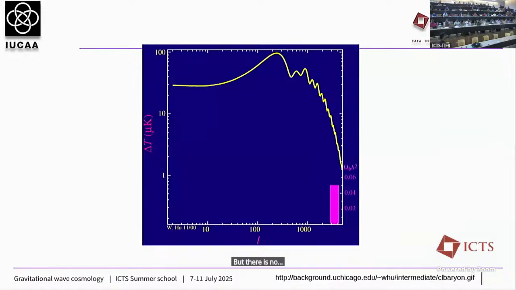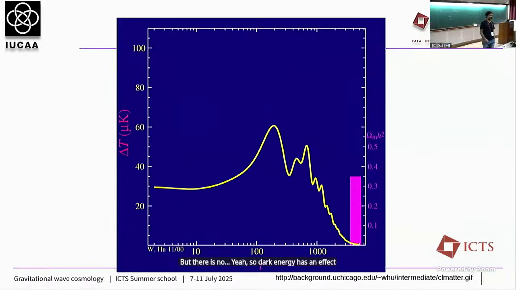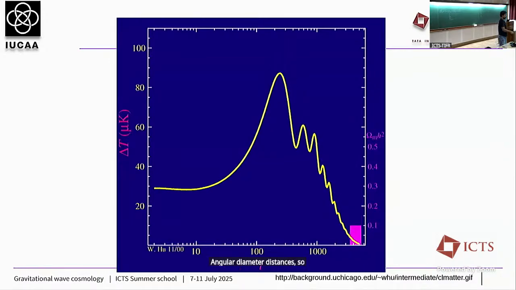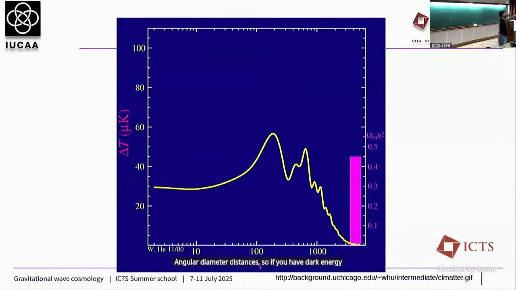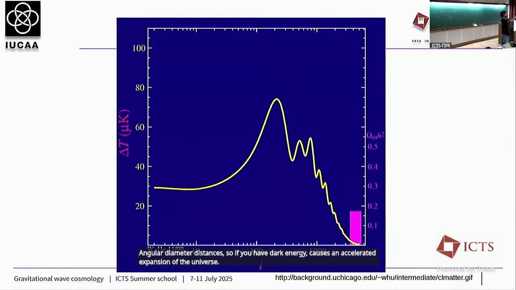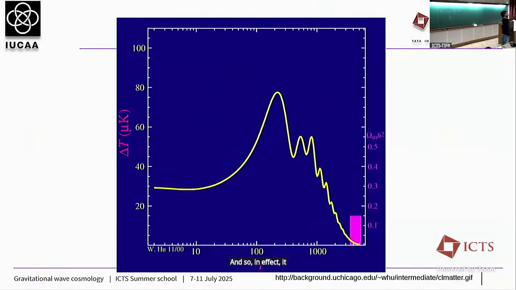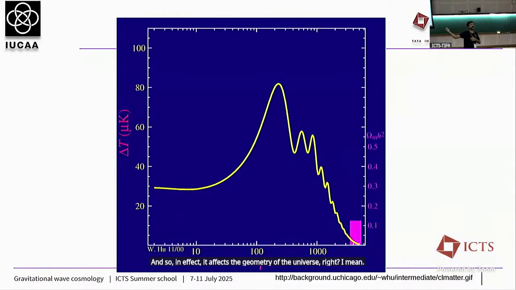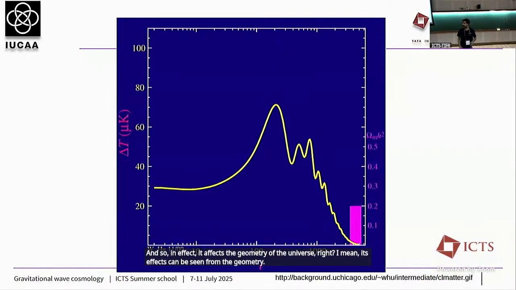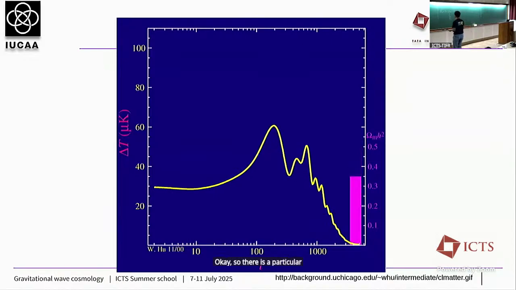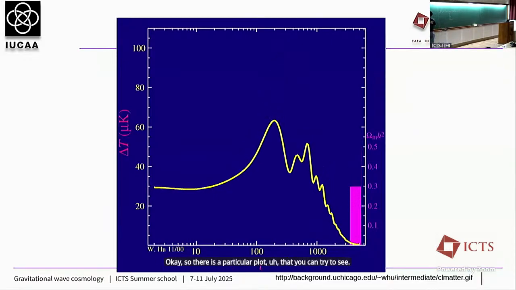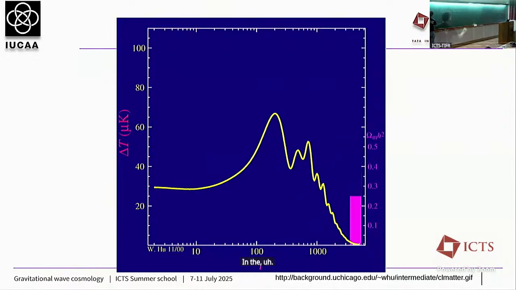Yeah, so dark energy has an effect by changing the angular diameter distances. Dark energy causes an accelerated expansion of the universe, and so in effect it affects the geometry of the universe. I mean, its effects can be seen from the geometry of the universe. Okay, so there is a particular plot that you can try to see in the matter omega lambda plane.